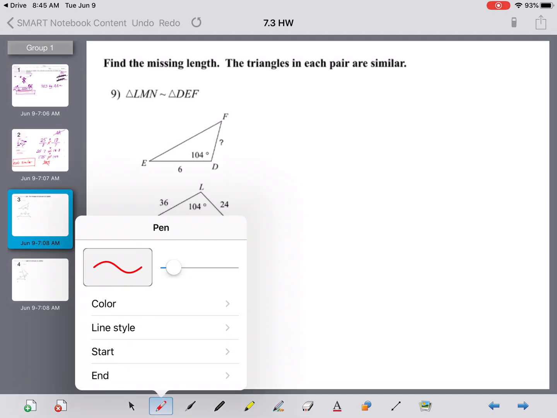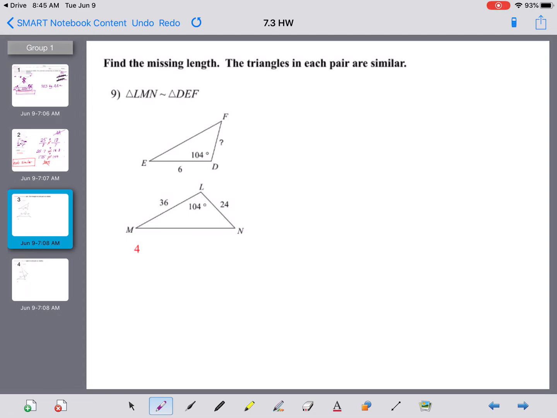Now, in this problem here, they're asking you to find a missing length. So again, they've used a question mark where most of us usually prefer just to put an X. And it does tell you now what it should have said at the beginning. The triangles in each pair are similar. So let's take a look at what's going on. In these two triangles, we were given one angle measure here, a 104-degree angle and another 104-degree angle. And not surprisingly, those are congruent.